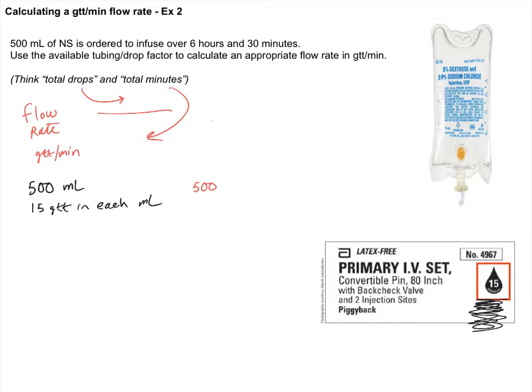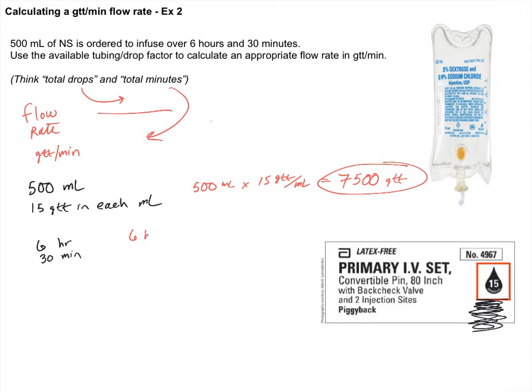Using those two pieces of information, I can find the total number of drops. I have 500 mLs. I'm going to multiply by the drop factor, and what that's giving me is the total number of drops in this bag. And what we see is this bag of dextrose and NS has 7,500 drops. That's the total number of drops. Now let's think about the infusion time. There are 6 hours and 30 minutes. And what I need to find is the total number of minutes.